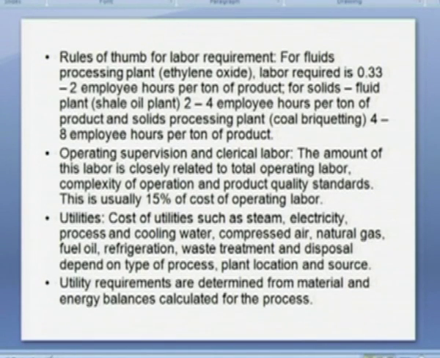The rule of thumb for labor requirement for fluid processing plant, let us say ethylene oxide as example, the labor required is 0.33 to 2 employee hours per ton of the product. For solid fluid plant like shale oil plant, 2 to 4 employee hours per ton of product, and the solid processing plant like coal briquetting, 4 to 8 employee hours per ton of the product. Okay. So, that is how it is, the typical distribution.